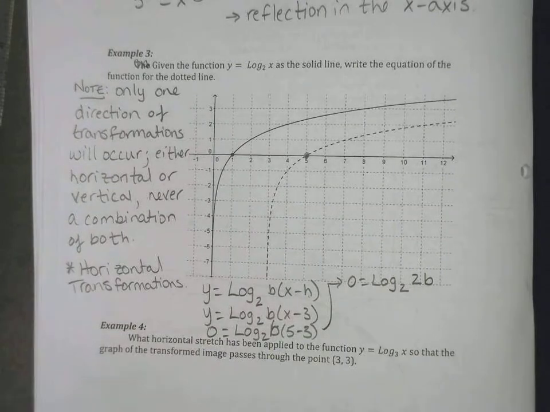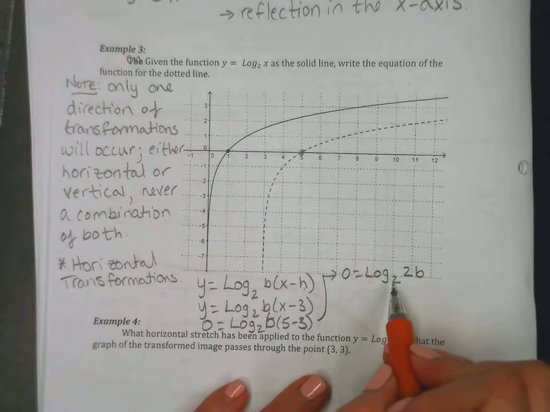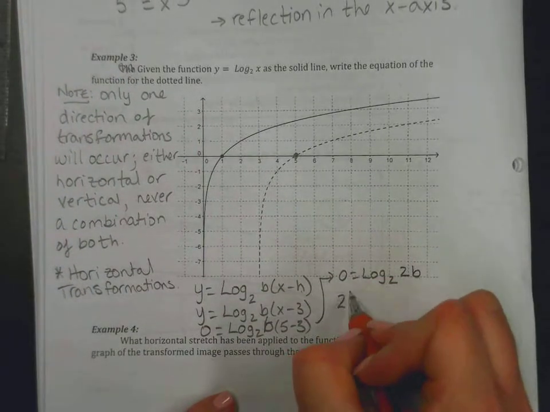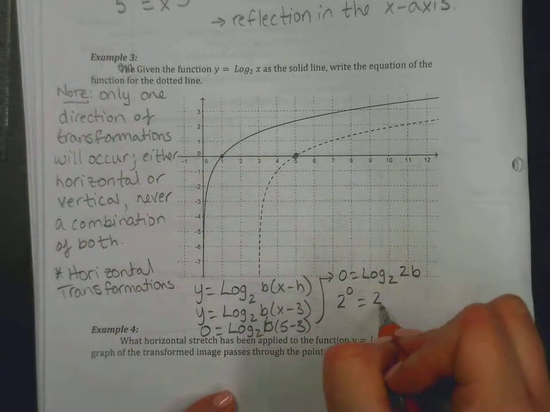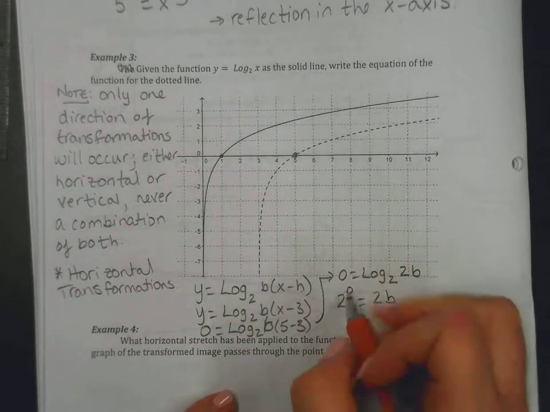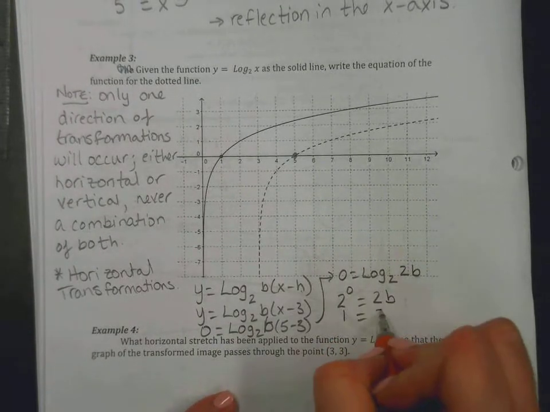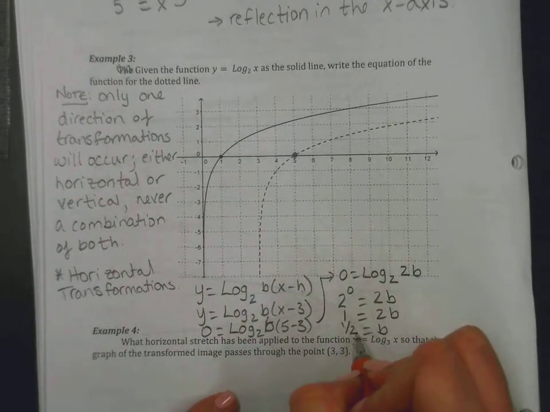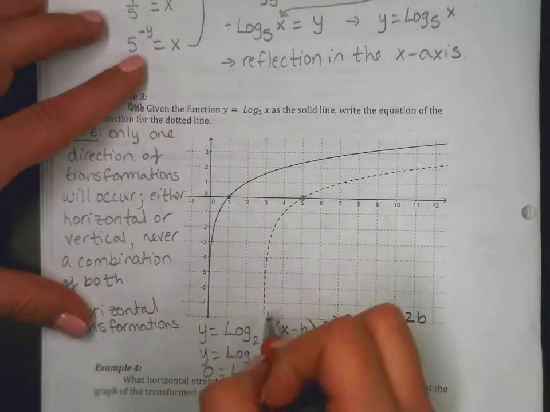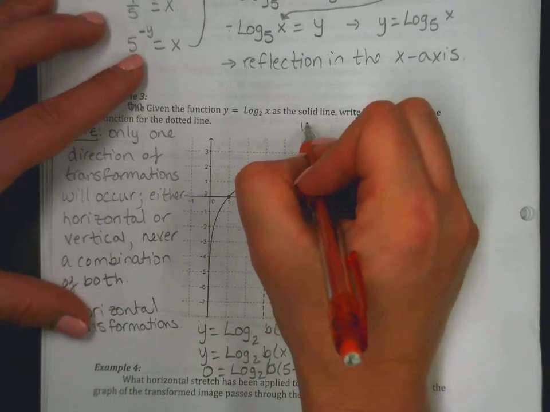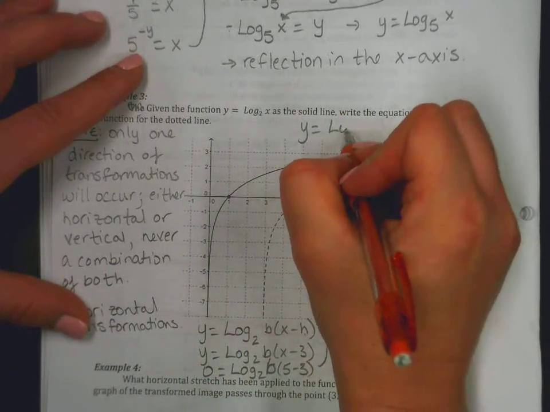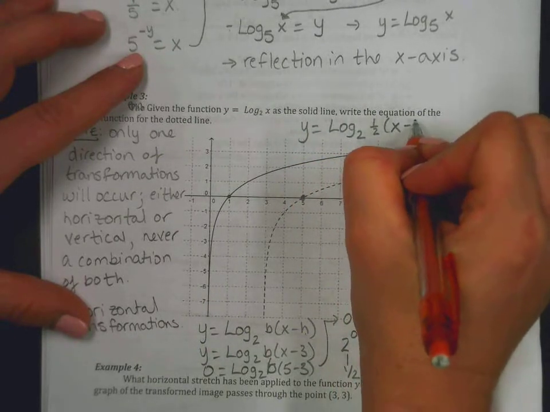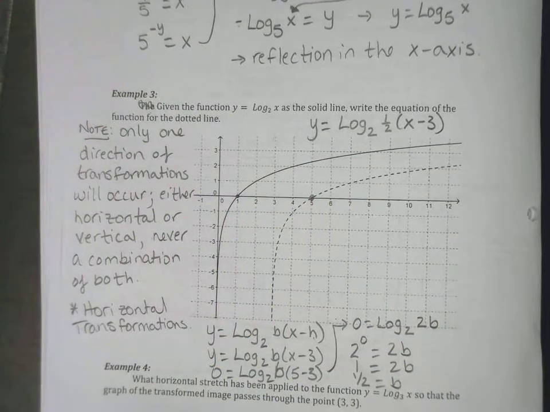Now I'm going to change this to exponential form in order to solve for b. So I have 2 to the power of 0 is equal to 2b. Anything to the power of 0 is always 1. If I divide both sides by 2, I get 1/2. So the equation of this logarithmic function would be y equals log base 2 of 1/2 (x minus 3). Done.